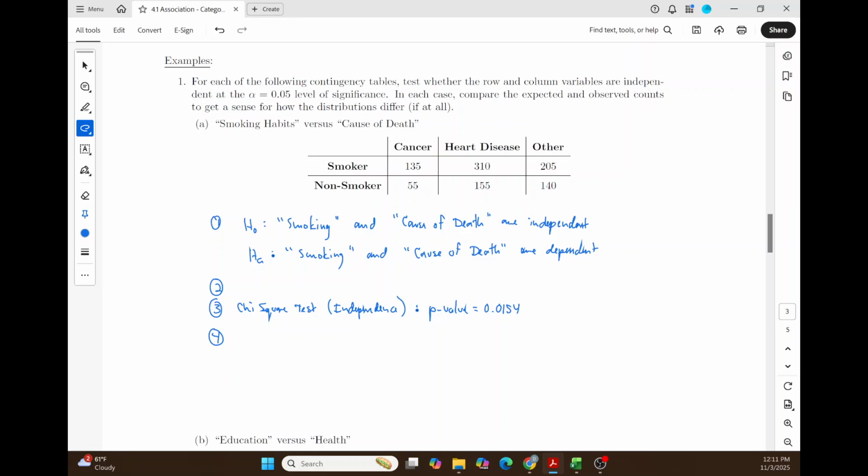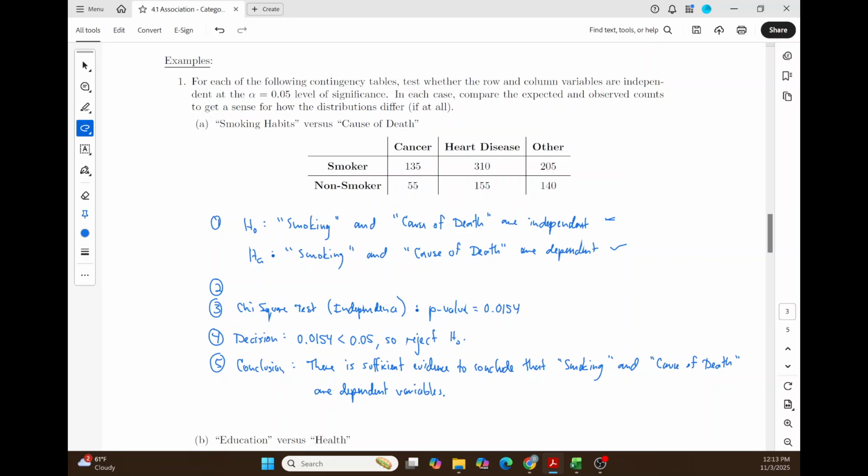Okay, we can use that p-value now to make a decision. 0.0154 is less than 0.05, so reject H null. And now we can write down a conclusion. And again, we're going to state the conclusion in terms of independence here. We're rejecting the null hypothesis, okay, in favor of the alternative. So we'll go ahead and say that smoking and cause of death are dependent variables, right?